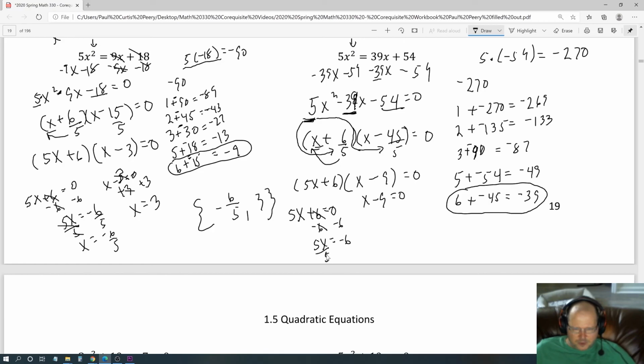Okay, so at this point we divide both sides by 5, and we end up with x equals negative 6/5. Over here we say plus 9, cancel, cancel, and x is equal to 9. All right, so we end up with negative 6/5, and over here we end up with a positive 9.